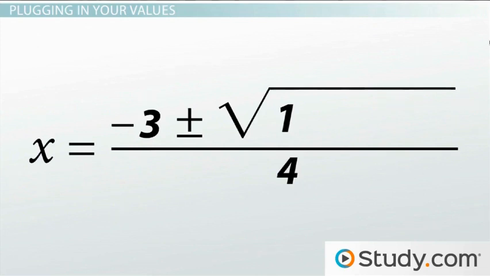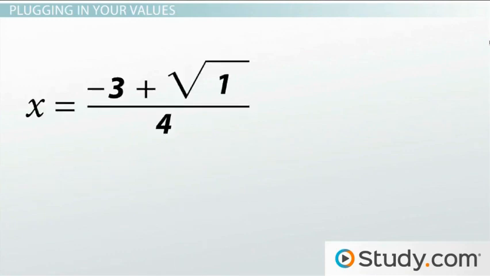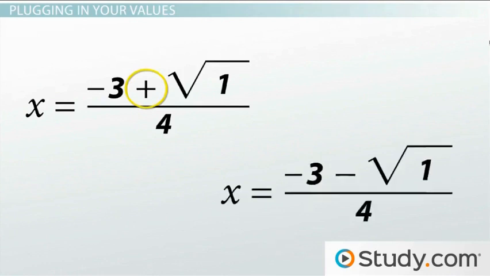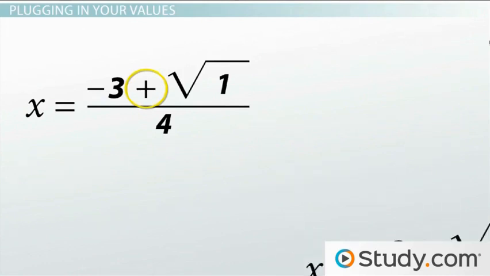We see that there is a plus or minus. That tells us that we now need to split our formula into two separate formulas, one for the plus part and another for the minus part. That tells us that we will have two possible answers. We have x is equal to negative 3 plus the square root of 1, divided by 4, and x is equal to negative 3 minus the square root of 1, divided by 4.